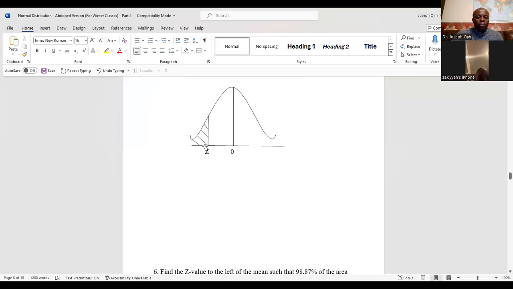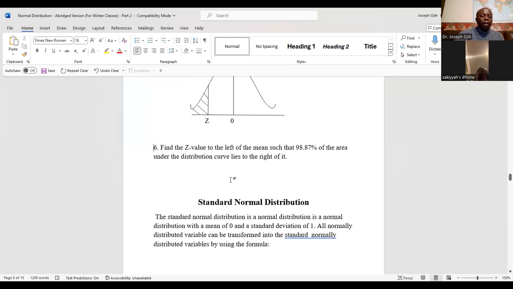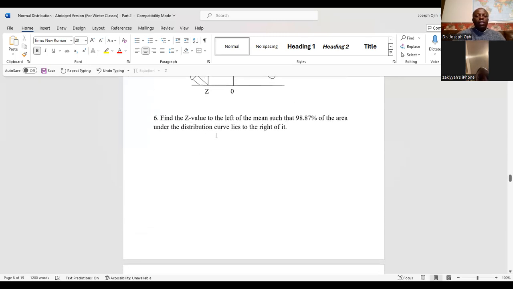Okay. No question. Good. Now let's look at another one. Sometimes they might ask you in this form. Find the Z value on the left of the mean such that 98.87% of the area under the normal distribution curve lies to the right of it. As I read the question very well, take note of the key point there. Find the Z value to the left of the mean. It's on the left side. That means it's going to be a negative Z value.